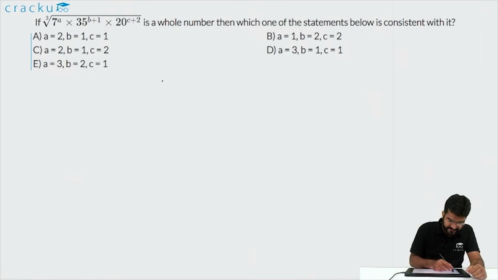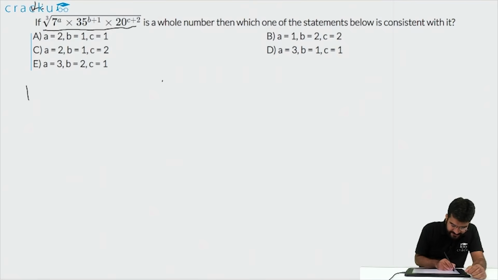In this question, we are given that the cube root of 7 to the power a into 35 to the power b plus 1 into 20 to the power c plus 2 is a whole number, and we are required to find out which of the following statements is consistent with it. So let us assume that this is equal to k, and let us simplify k cube. We are just trying to remove the cube root and try to factorize it according to the prime numbers.